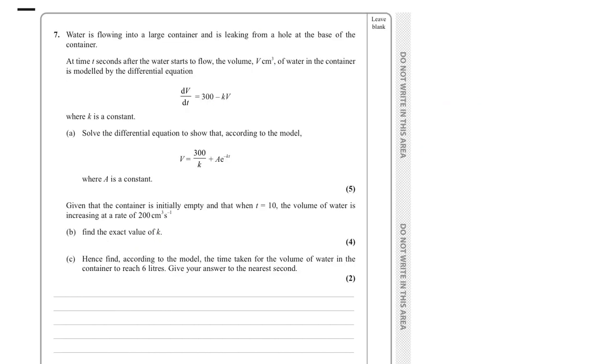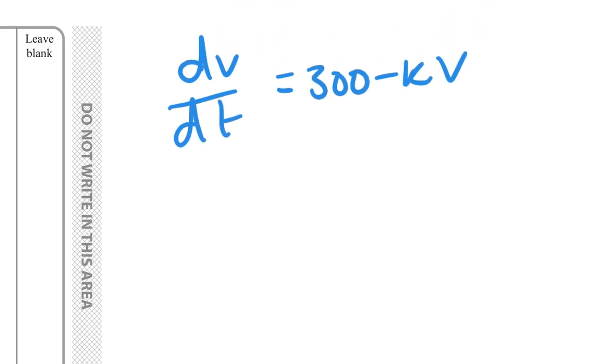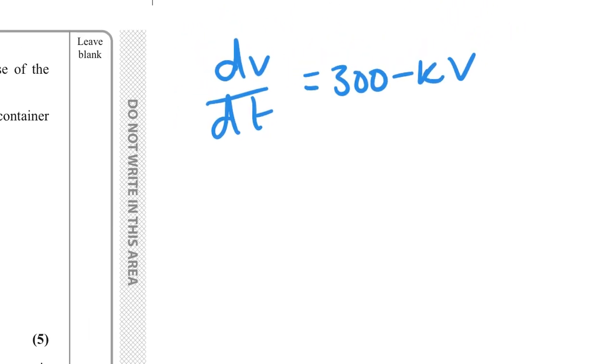Perfect. Okay, question 7. Water is flowing into a large container and is leaking from a hole at the base of the container. At time t seconds after the water starts to flow, the volume of water in the container is modelled by the differential equation. Solve the differential equation to show this. Okay, so with this, dV/dt equals 300 minus kV.